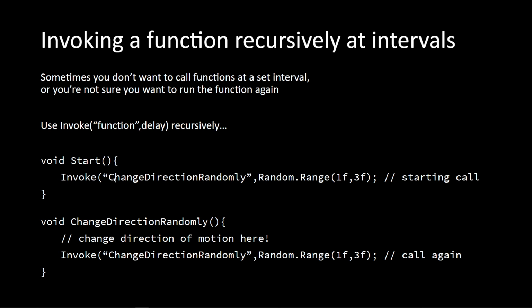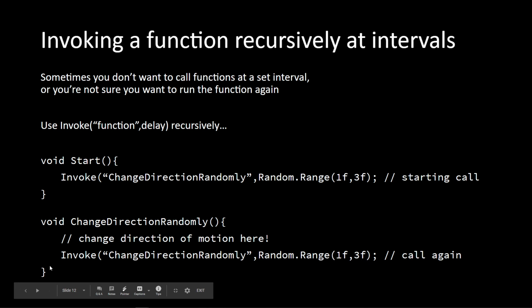So imagine here in our start, we say invoke change direction randomly, and we say, okay, call that randomly between 1 and 3 seconds from now. So we'll wait between 1 and 3 seconds from now to call change direction randomly. And then inside of our change direction randomly, it knows how to call itself recursively. So it invokes itself again with that same random dot range 1f to 3f. So it schedules itself again to occur 1 to 3 seconds from now.